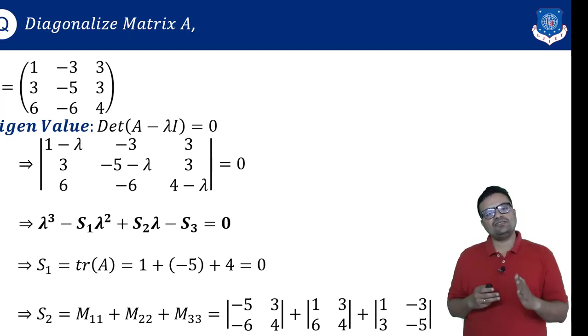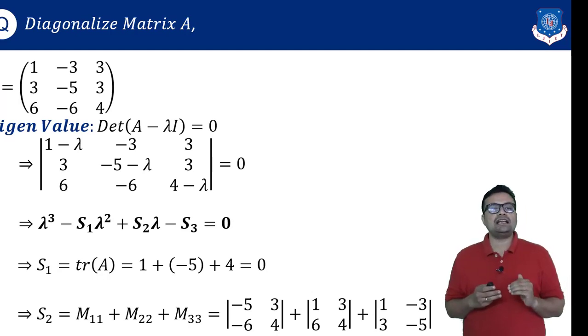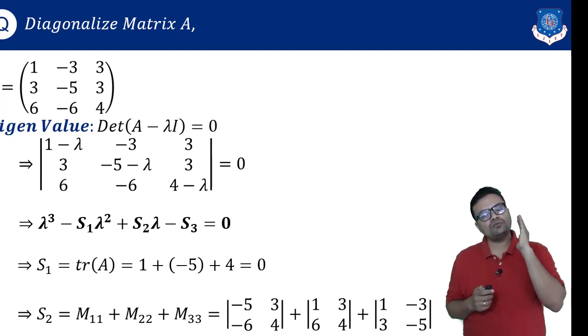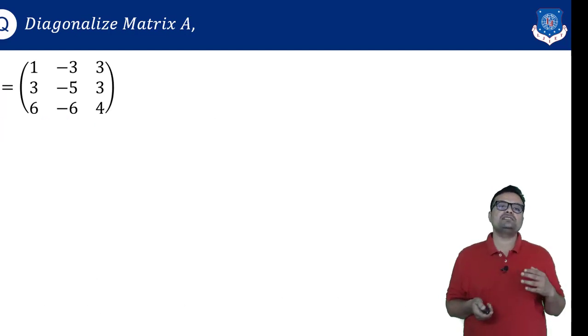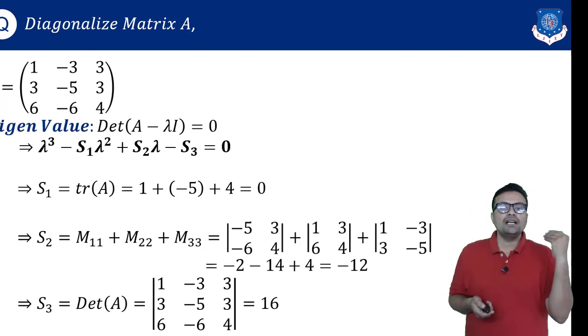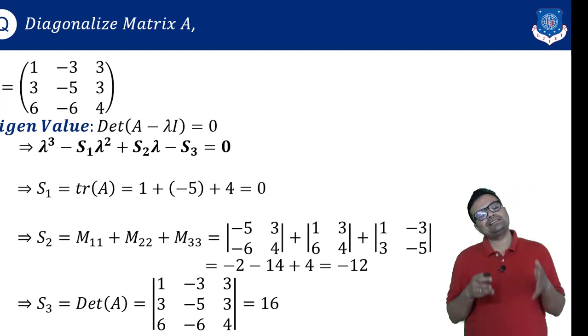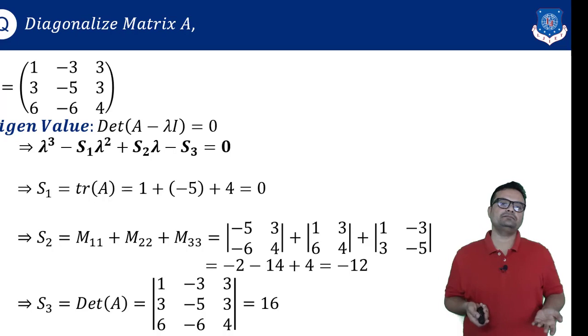Take S1, S2, S3 individually. S1 is nothing but trace of A, which is 0. S2 is nothing but addition of minors of all diagonals, which is minus 12, and S3 is determinant, which is 16.